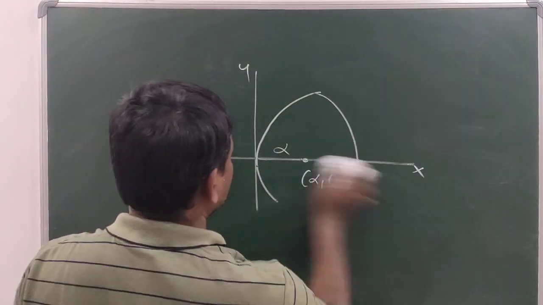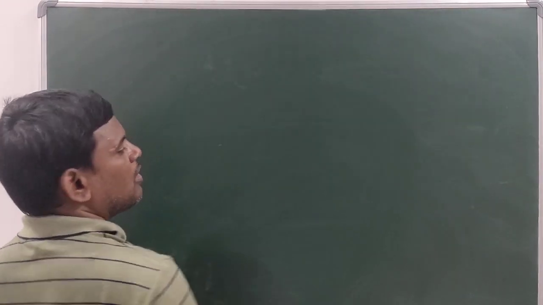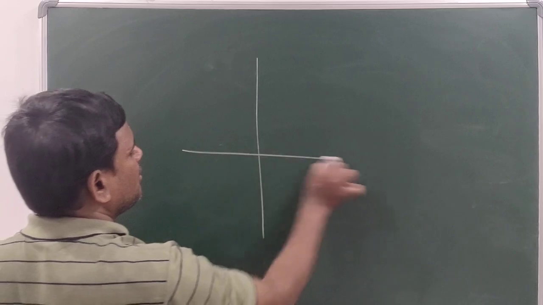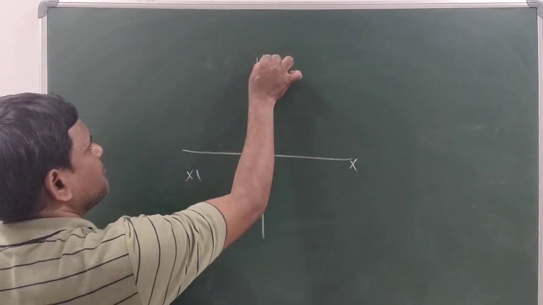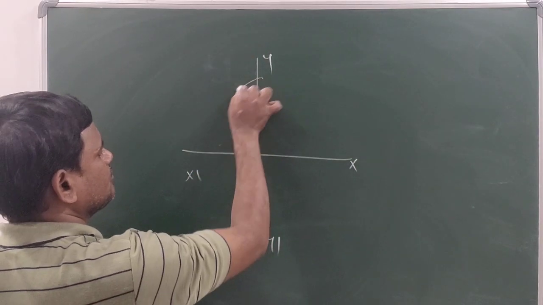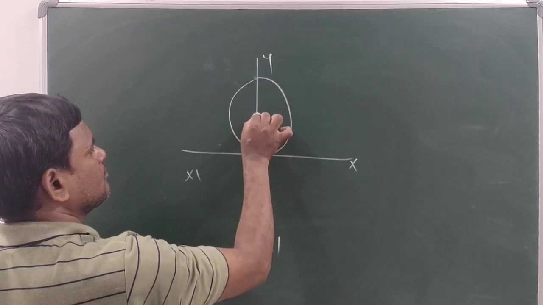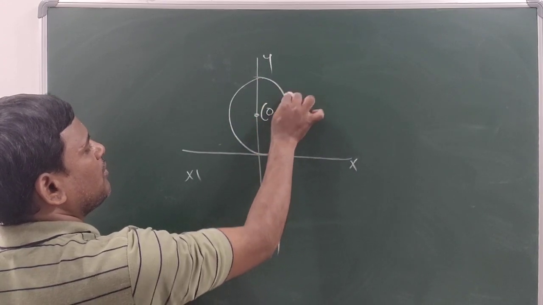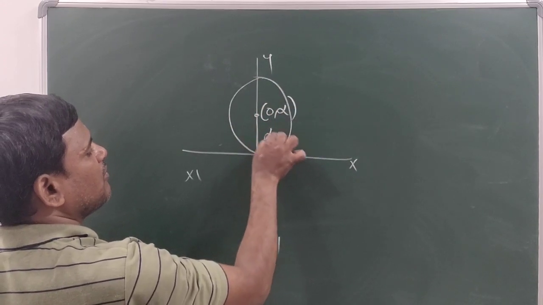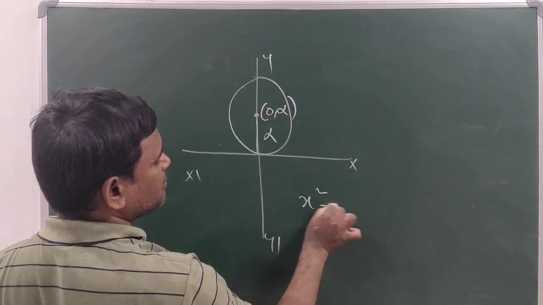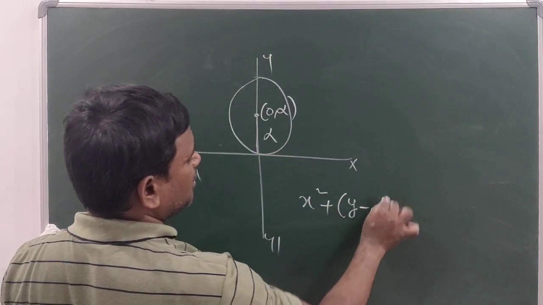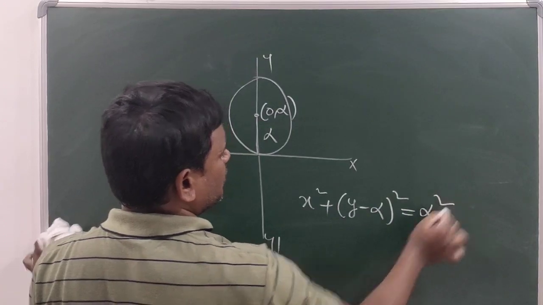Similarly, the equation of a circle passing through the origin with center lying on the y-axis. Here the center is 0 comma alpha, and the radius is alpha. Now x minus 0, that is x square, plus y minus alpha whole square, which is equal to alpha square.